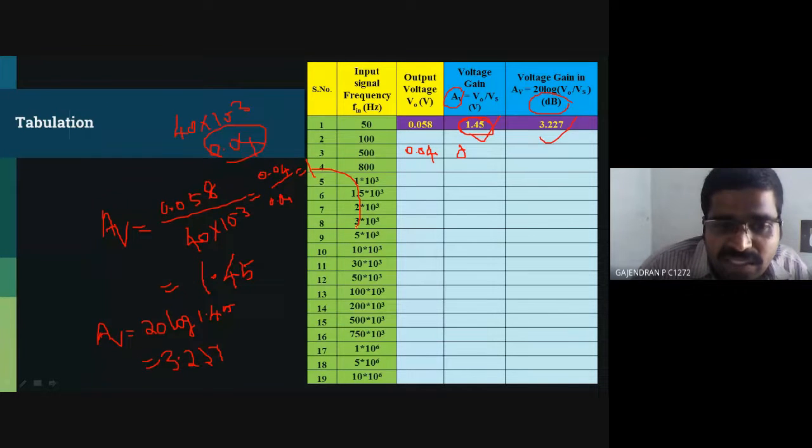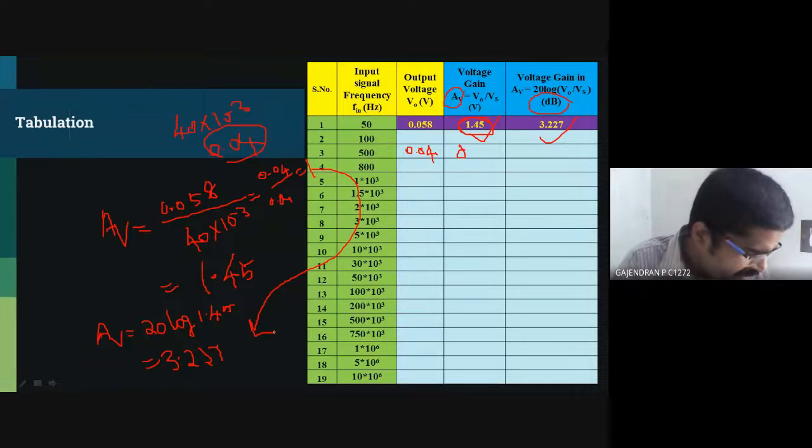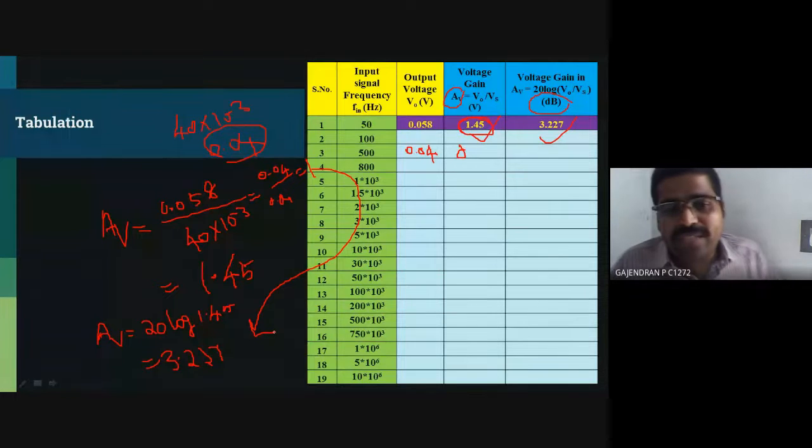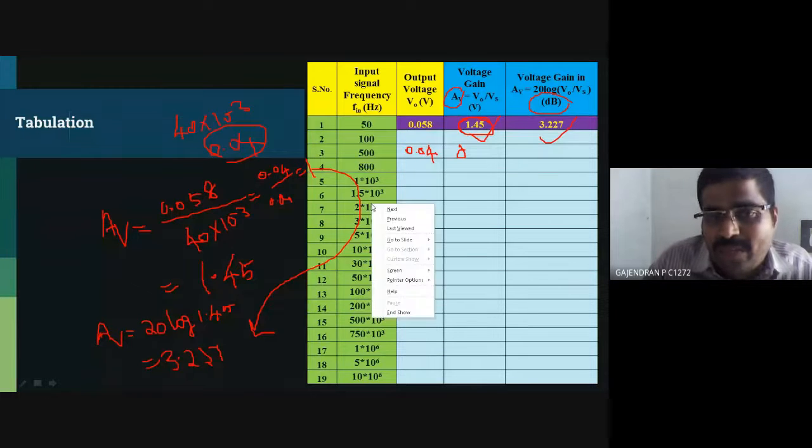If you convert it into decibel, how much will you get, sir? Can anyone calculate and tell? 0. 20 log of 1. No need for a calculator, log 1 is 0. It will be 0. I hope this is clear to you.